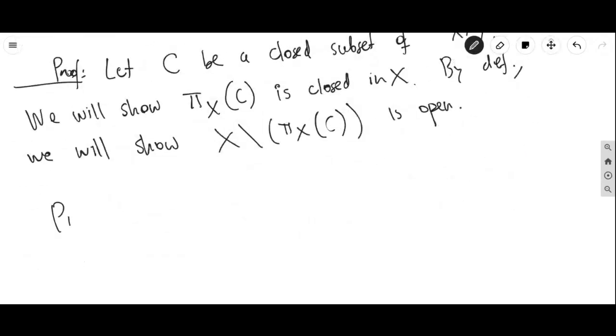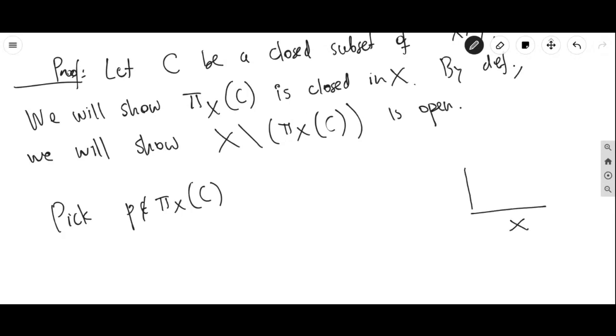And how do we do that? We pick a point in the complement, which is another way of saying we pick something that's not in the projection of C. If there is nothing missing, then there's nothing to prove, because then this projection is all of X, which is automatically closed. Let me just show you a picture here.